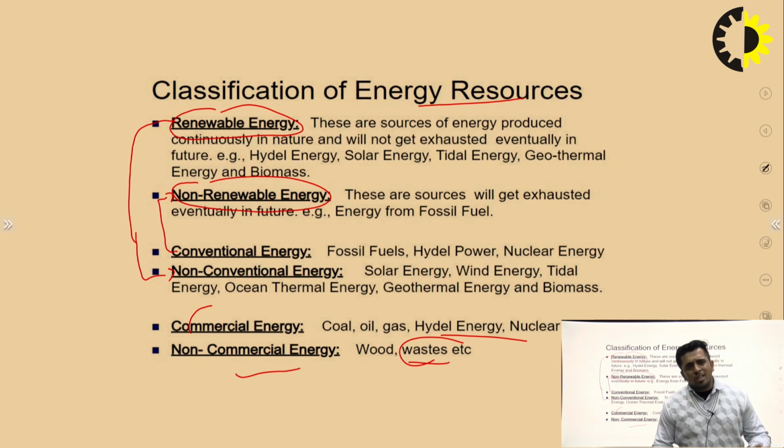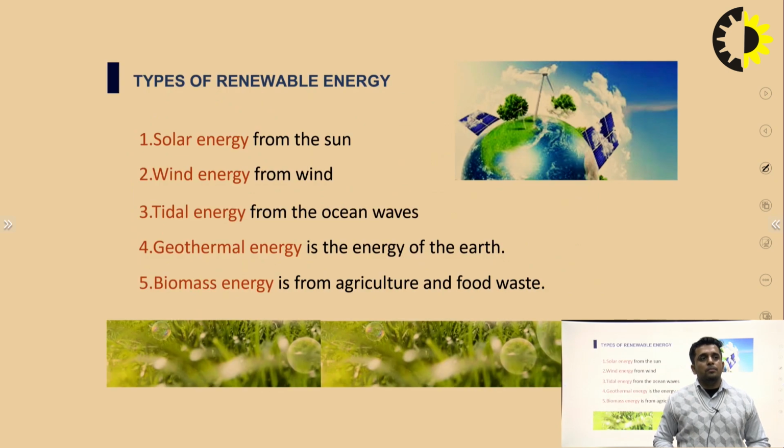Sometimes the question can be asked in this form: what is the difference between conventional and non-conventional, what are the conventional energy resources, what is the classification of energy resources. This question can be asked in this form also. So we need to understand the concept. The types of renewable energy resources. This is a very important question.